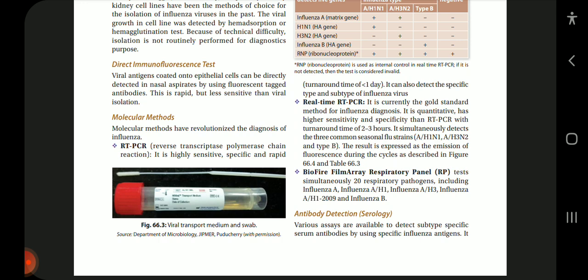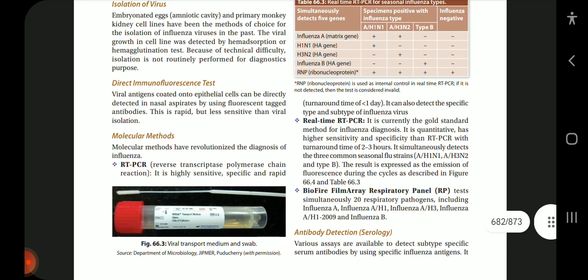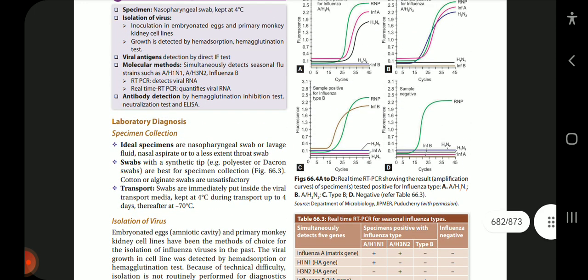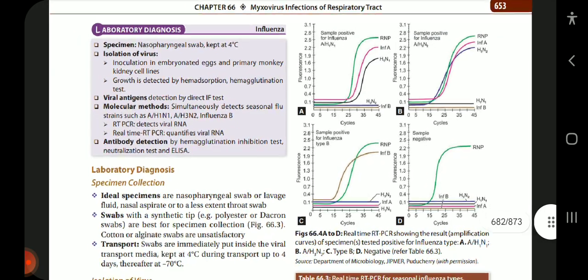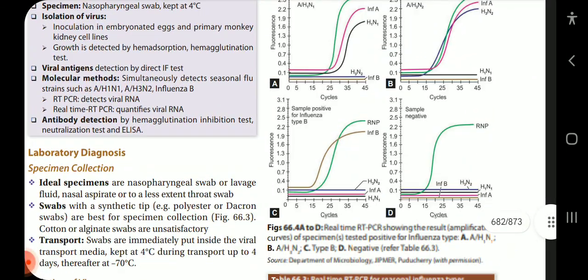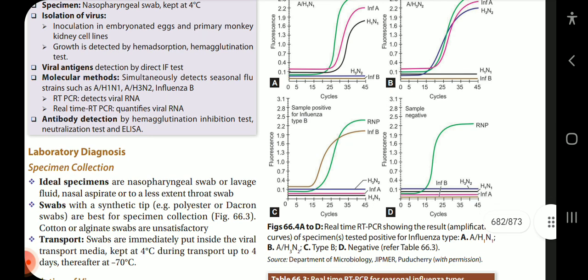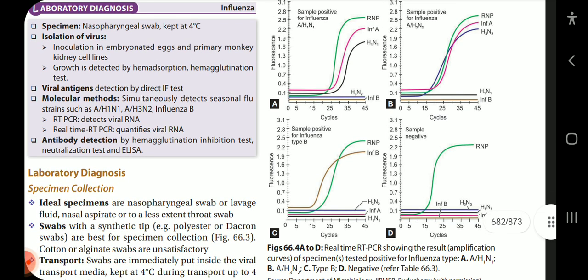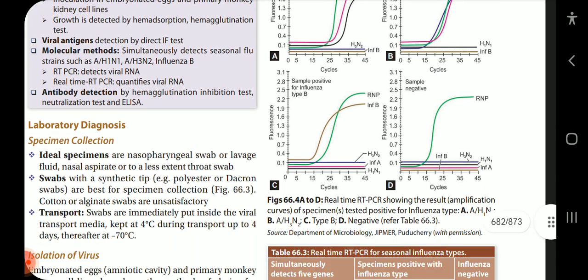This is the viral transport medium and a swab inside that. Okay. This is RT-PCR graphs. A to D: A shows A/H1N1 growth. The figure B shows A/H3N2 growth. Figure C shows type B influenza, and the figure D shows a negative result.